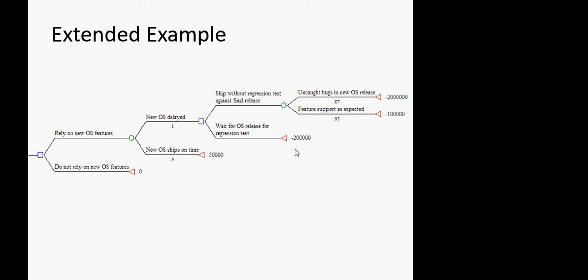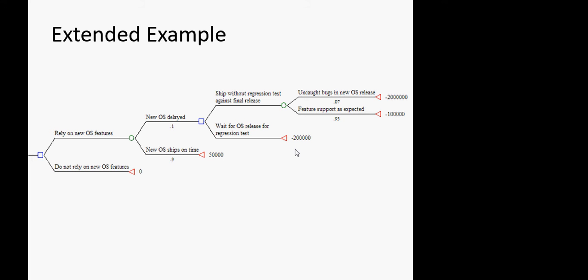Okay, but in general, we're going to have multiple layers of this decision tree here. We're not just going to have one layer, we're going to have multiple layers. So there's a question, do we rely on these features? And if the OS is delayed, for example, do we hold off shipping our thing to our customer to do regression tests against the final version of the OS, or do we ship first with the recognition that we may lose in the expected case.